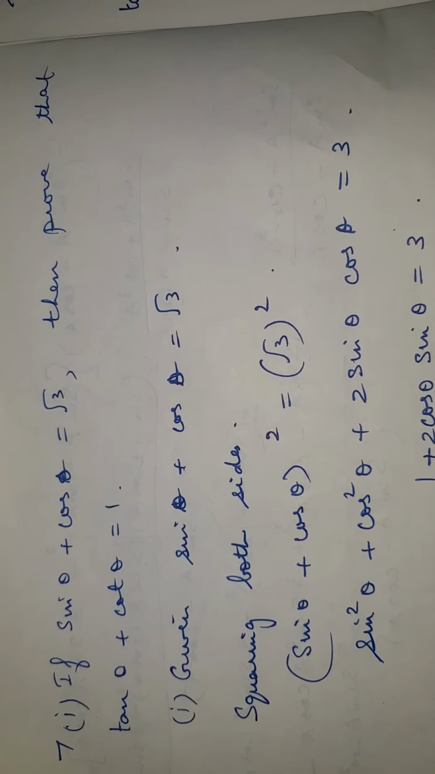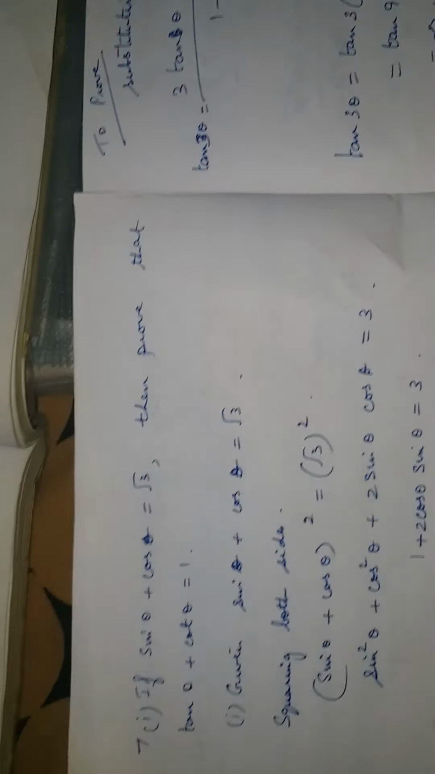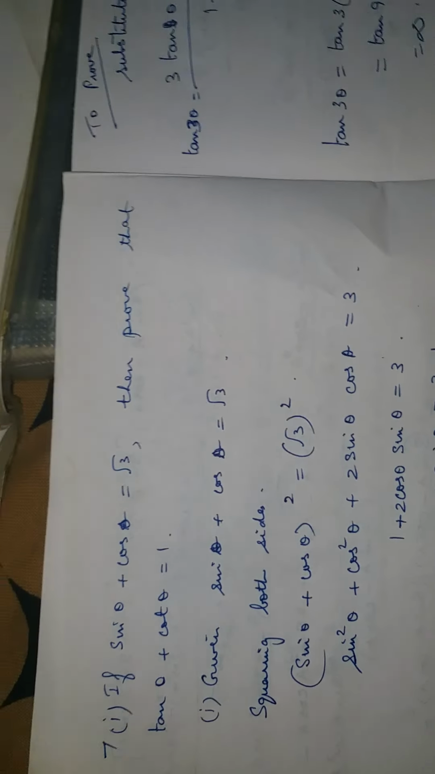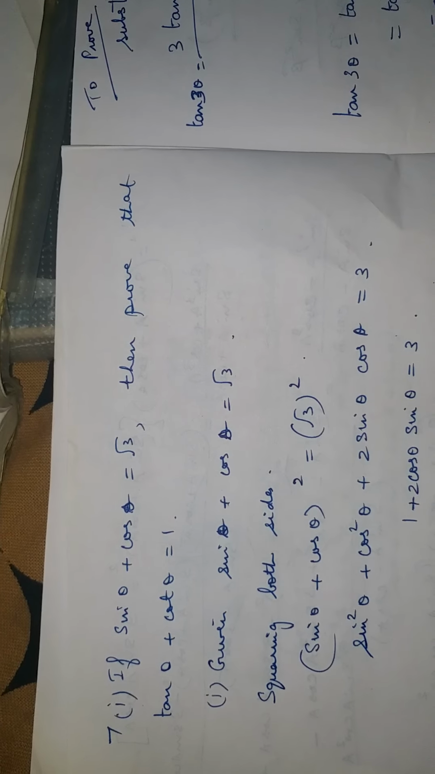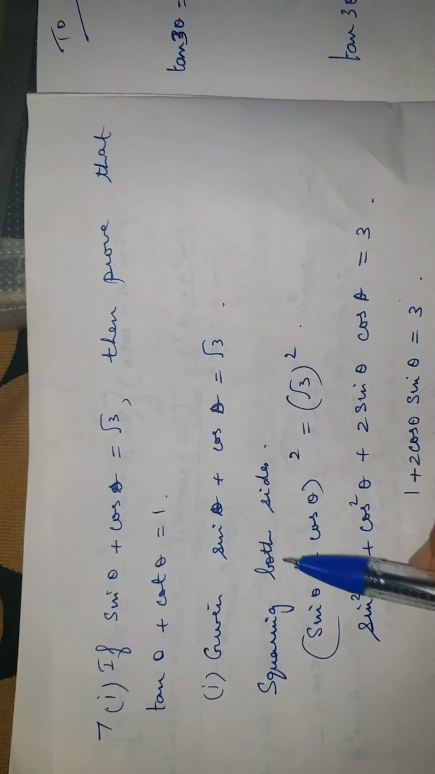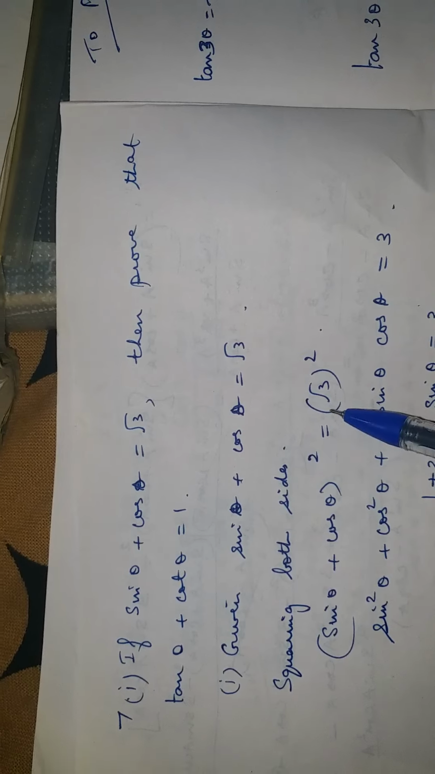10th Samacheer Maths, exercise 6.1, 7th sum. If sin theta plus cos theta is equal to root 3, then prove that tan theta plus cot theta is equal to 1. So it is given sin theta plus cos theta is equal to root 3. Squaring both sides, you will get (sin theta plus cos theta) the whole square is equal to (root 3) the whole square.